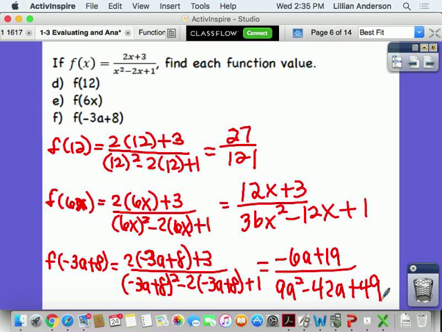That's good. Now, the one thing, you're not going to be able to reduce this negative 6a and this negative 42a because they're not alone. Technically, negative 6a is attached to a 19, and this negative 42a is attached to a 49. The only way that you actually cancel those is if they're being multiplied instead. Okay? That's as far as we can go.